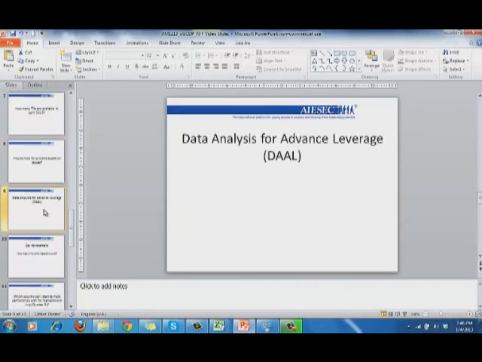We'll be talking about the DAAL file. DAAL file is basically data analysis for advanced leverage. DAAL file is basically historical data which we gain from the past. So this DAAL file could help us out more in our planning in our OGX.